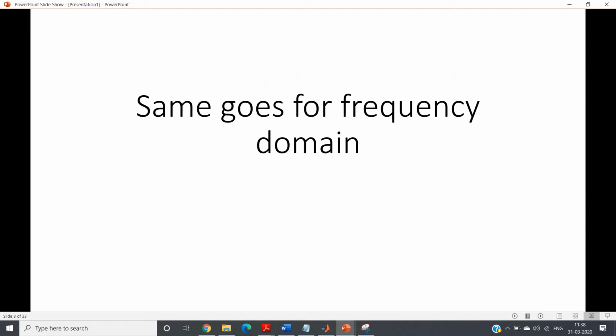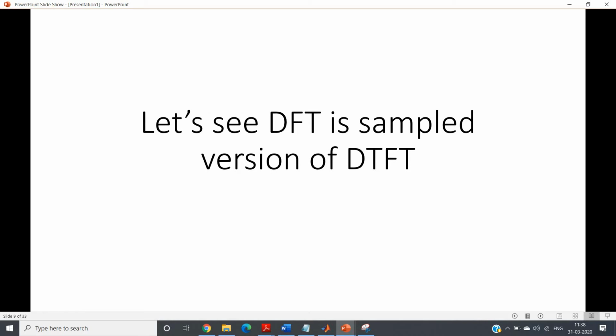Now the same goes for the frequency domain. We have discussed the time domain, now let us map the same concept to the frequency domain. You know that DFT is a sampled version of DTFT. In DTFT we take continuous omega, in DFT we take discrete values of omega, where the discrete values are 2 pi by capital N into k, where k takes 0, 1, 2 and so on up to N minus 1. So basically DFT is a sampled version of DTFT. This is what we know.